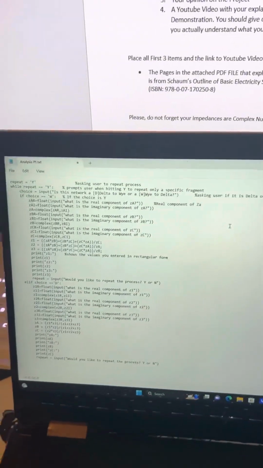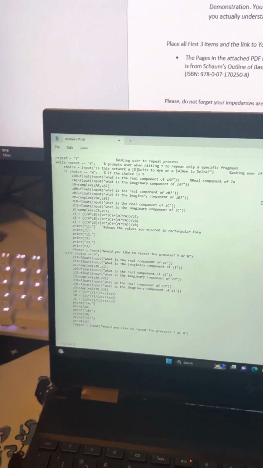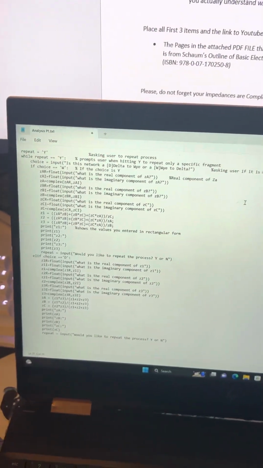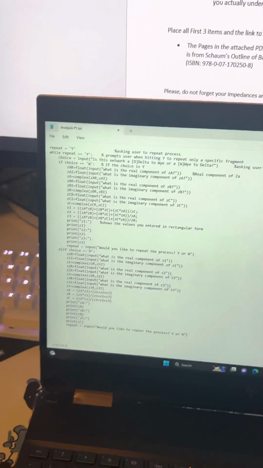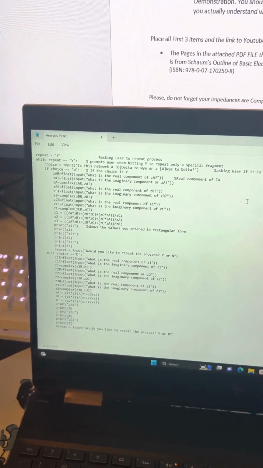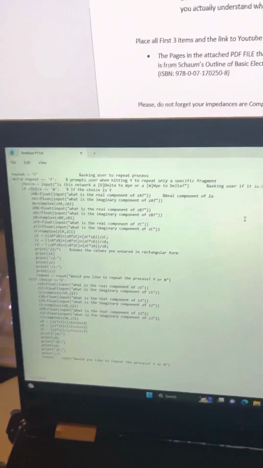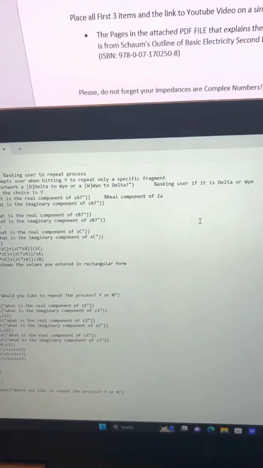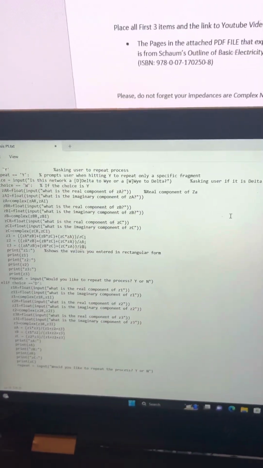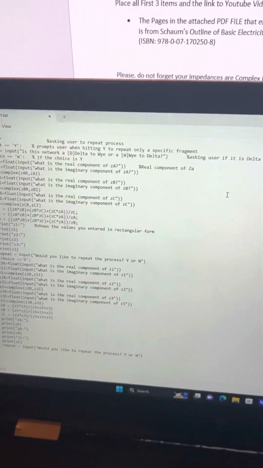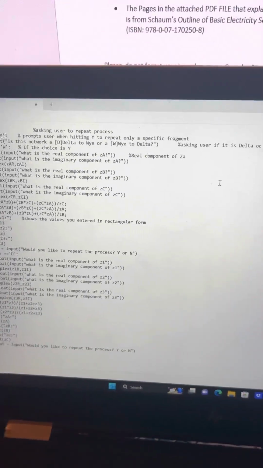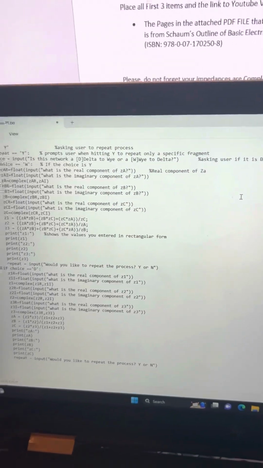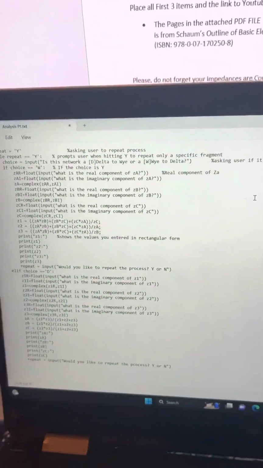I'll probably just break down the first part, because the second part is almost the exact same thing, just a little different. We started off with the repeat function. We're going to ask the user if they would like to repeat the process, and if they do, it's only going to repeat the specific conversion, like delta to Y, instead of the whole thing over again. So with the while repeat, hitting Y prompts the user to repeat only a specific fragment.